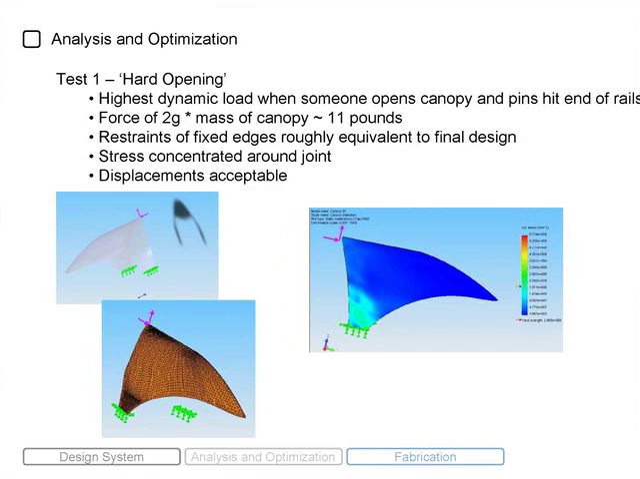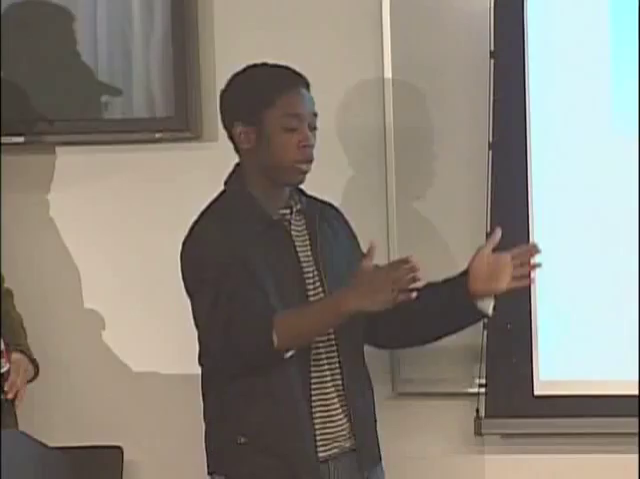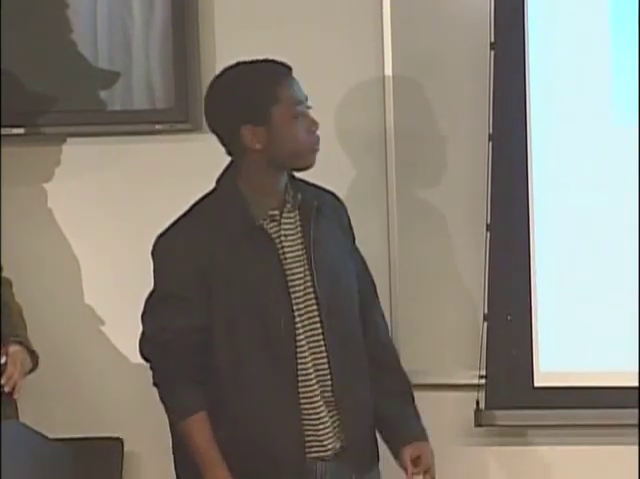We see the stress is concentrated around the joint, but more or less we're seeing lots of blue and green, which is okay. The displacements are also acceptable. The canopy deforms quite a bit, but it always comes back to shape, and so that part was okay.